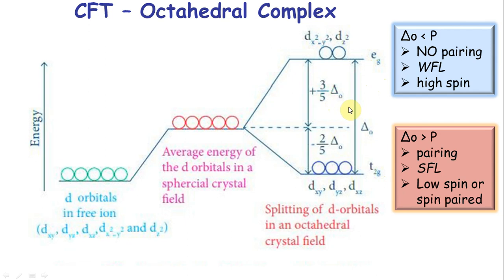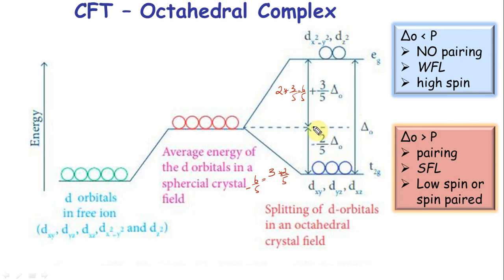Now if you see, there are three orbitals here. Each of them contributes 2/5 of stabilization, so in total I have 6/5. Here I have two orbitals, each of them contributing 3/5, so in total 6/5. So these are stabilized by 6/5, and these are destabilized by 6/5. So the total is still where I started.